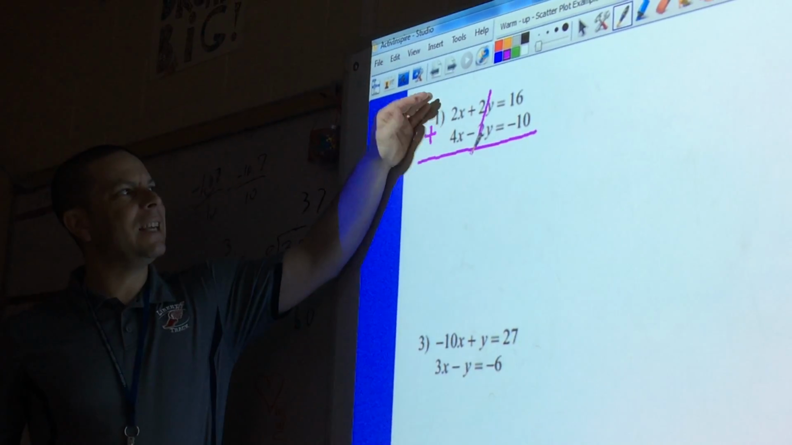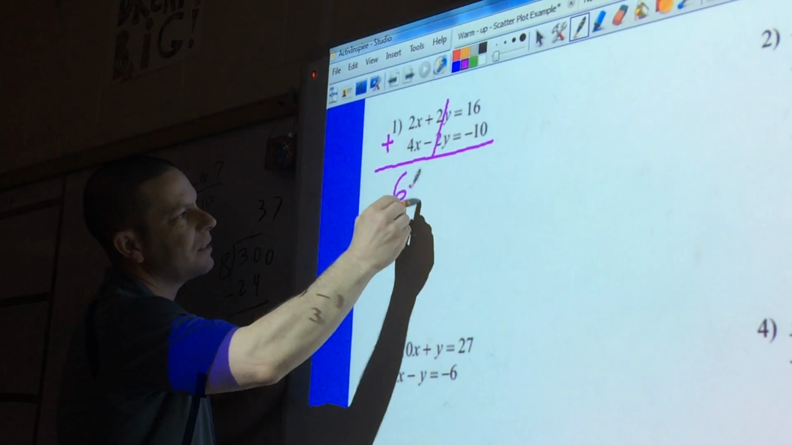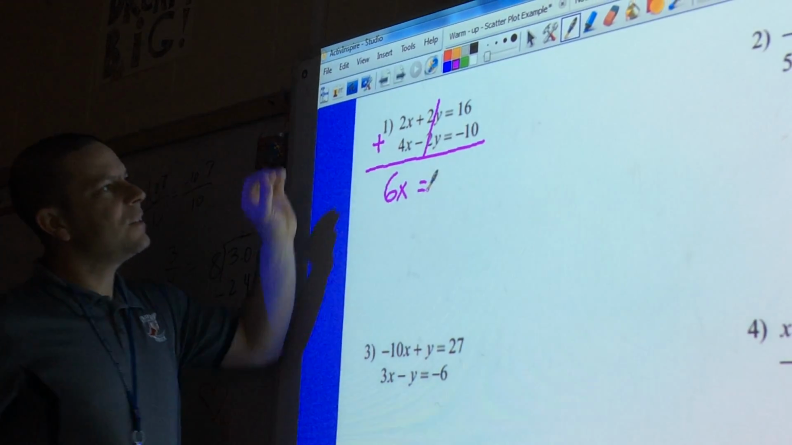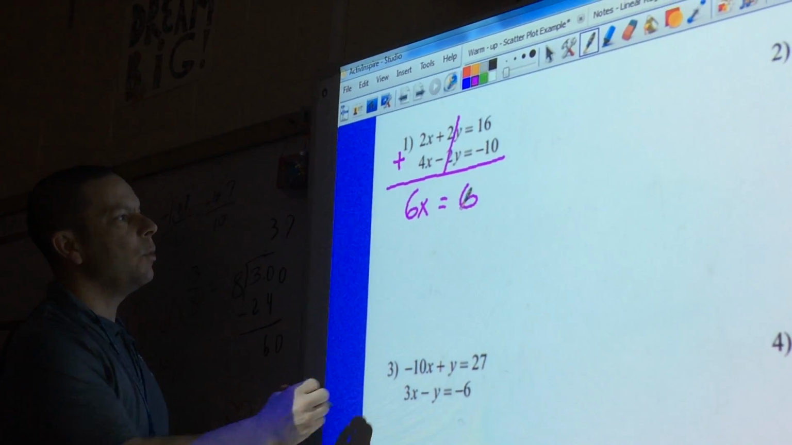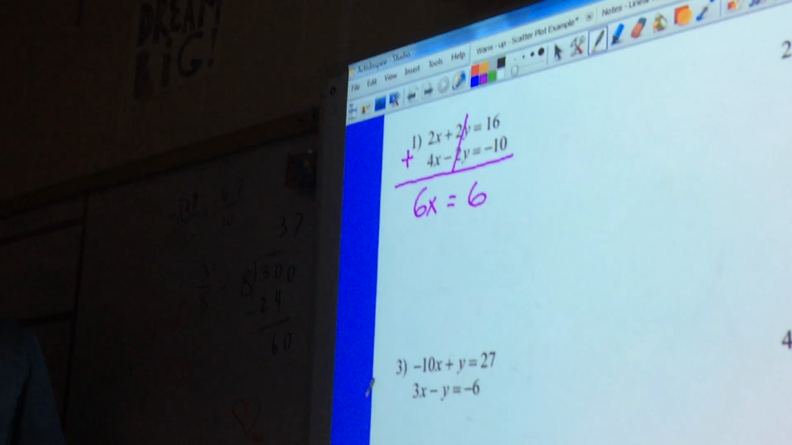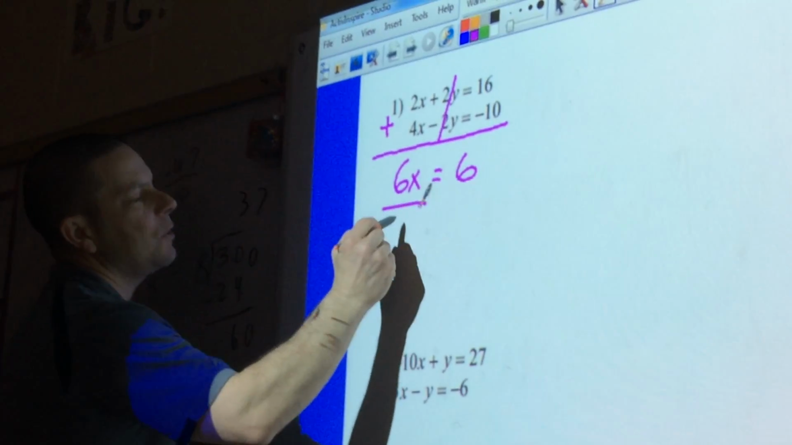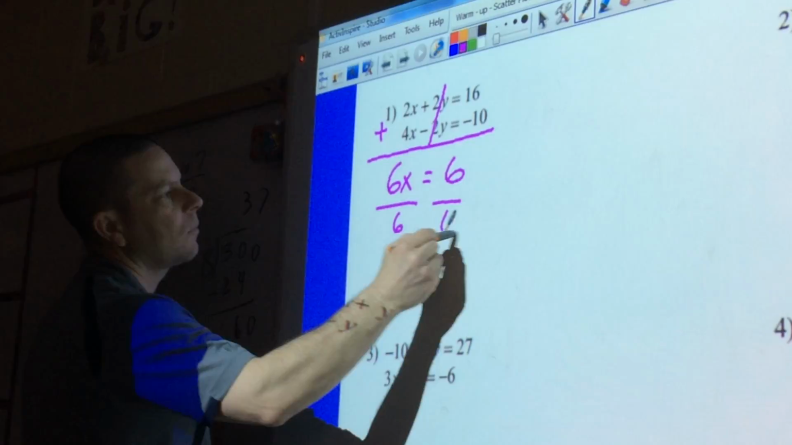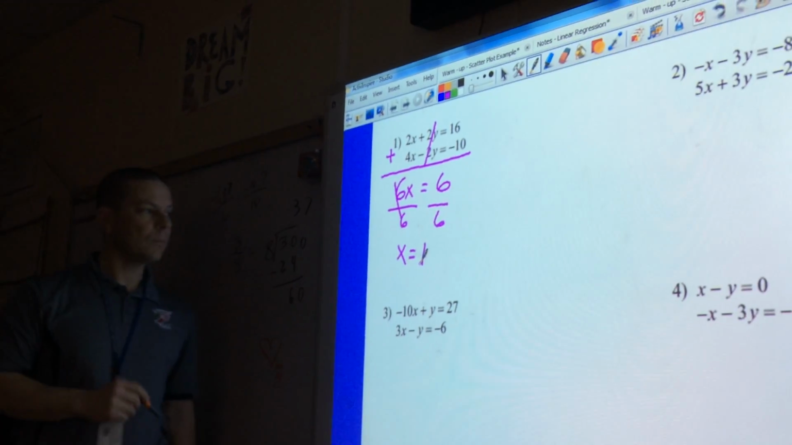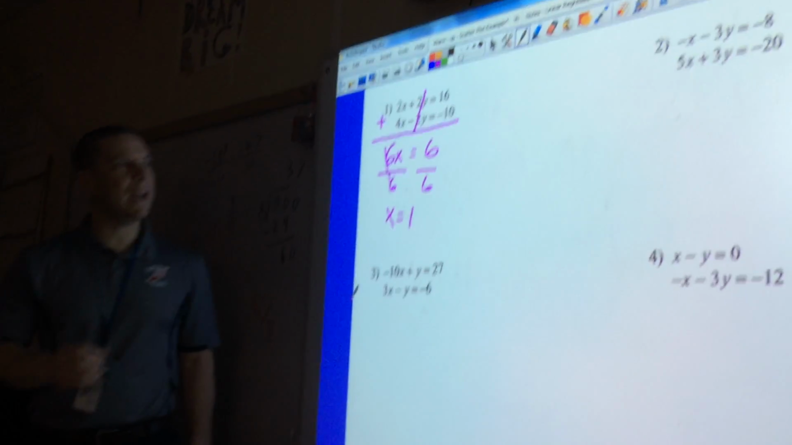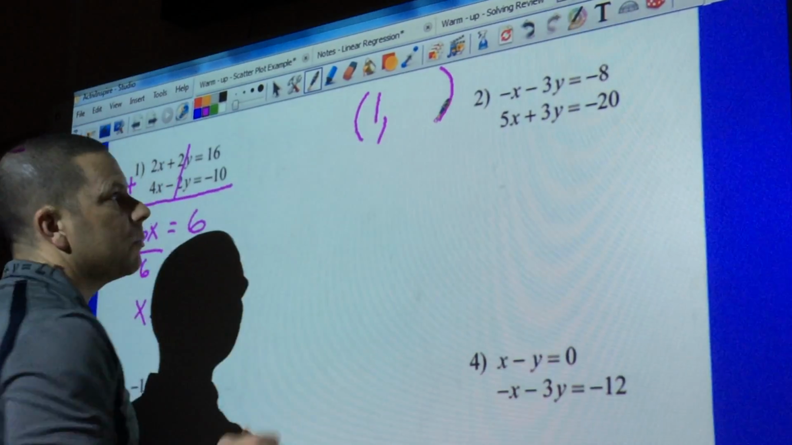Now we need to add the x terms. 2x plus 4x is 6x. And 16 plus -10 is 6. So we are left with the equation 6x equals 6, only one variable, so now we can solve for x. Divide each side by 6, and x equals 1. So that's half of our solution. We have the x-coordinate of the solution to this system of equations.